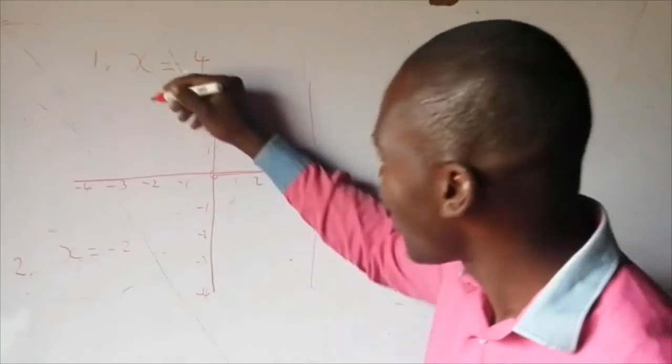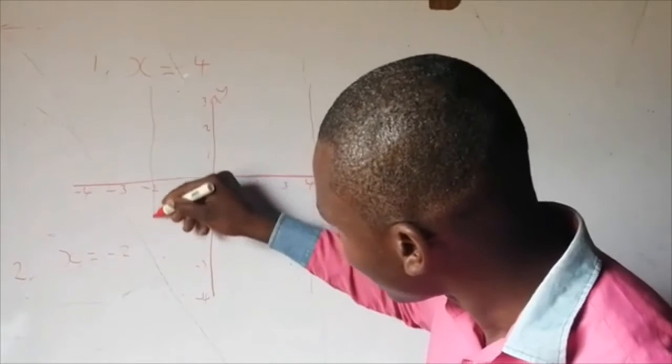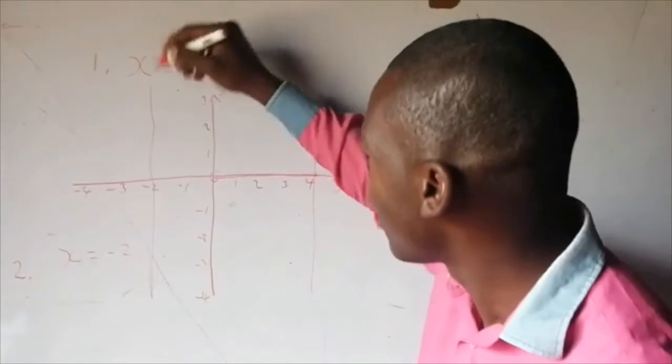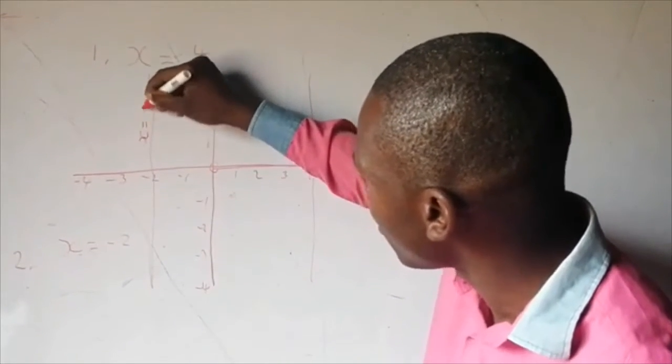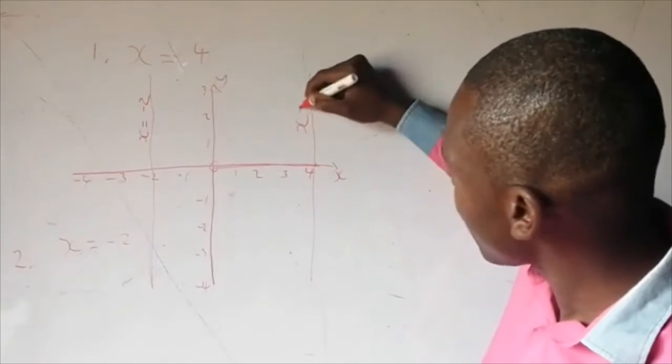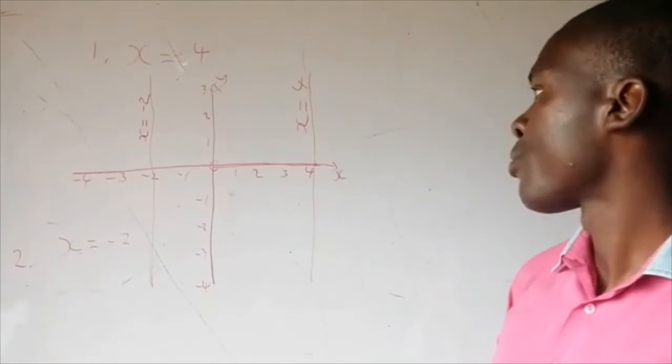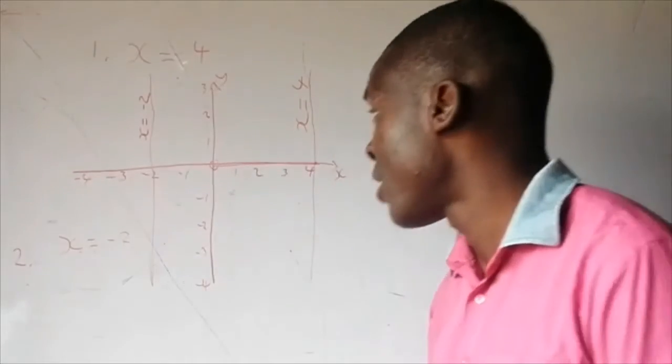The vertical line, this is the vertical line, a straight line. The line x is equal to minus 2. This is x is equal to 4. Okay, I hope we are moving together.